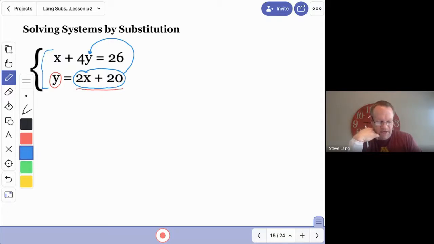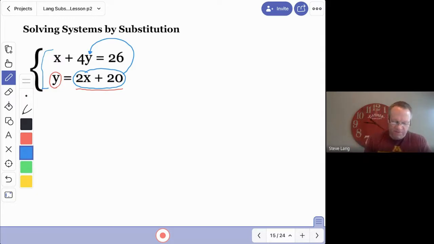Now, circling that 2x plus 20 and drawing that loop to the y, I think is a crucial step in this process, okay? I think you get more of these right when you do that. And that's what we're trying to do, right? Get as many points as we can, get the highest grade possible.